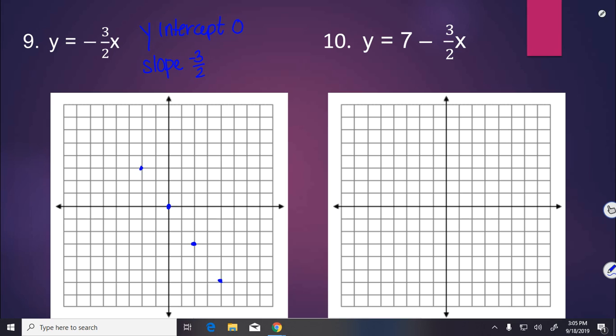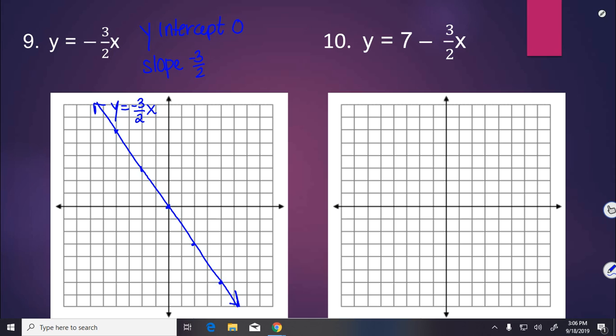Oh, I think I said that all wrong. Hopefully you realize I was saying starting at the origin, down 3, right 2, down 3, right 2, or up 3, left 2, up 3, left 2. Draw your line. Arrows on both ends. Label it with the function rule. It's negative because it's going downhill from left to right.